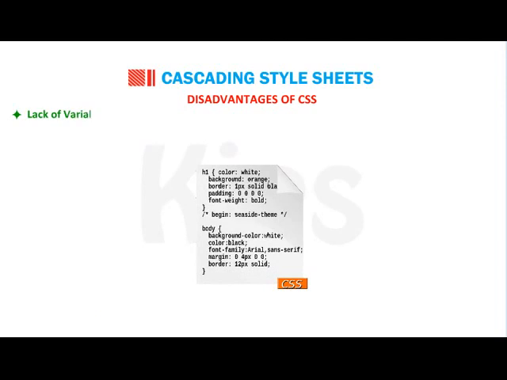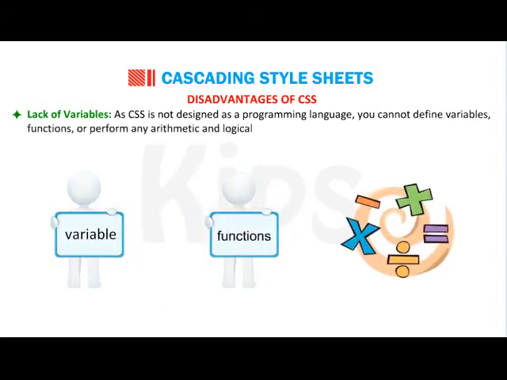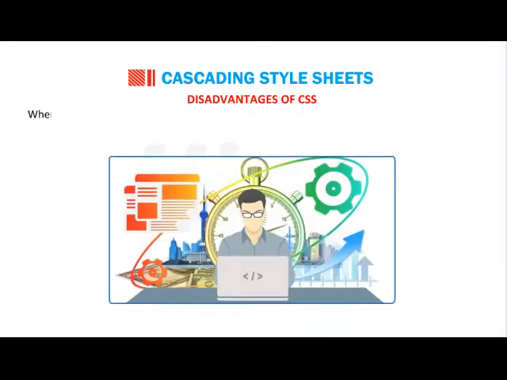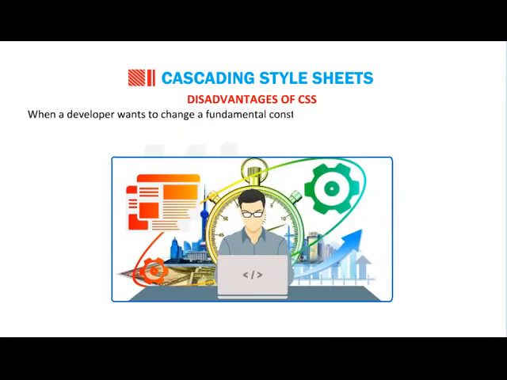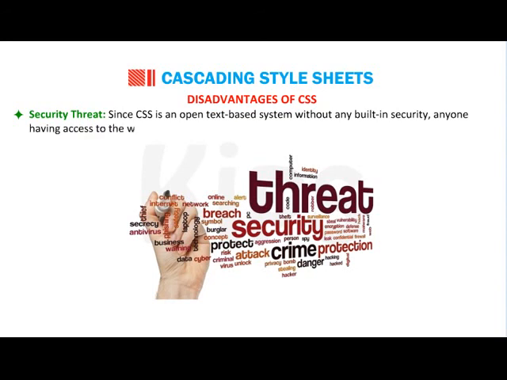Lack of variables. As CSS is not designed as a programming language, you cannot define variables, functions, or perform any arithmetic and logical operations in it. When a developer wants to change a fundamental constant, such as the color of an object, its height or width, the developer has to replace everything. Security threat. Since CSS is an open text-based system without any built-in security, anyone having access to the website may deliberately or accidentally alter the links or disrupt formatting.